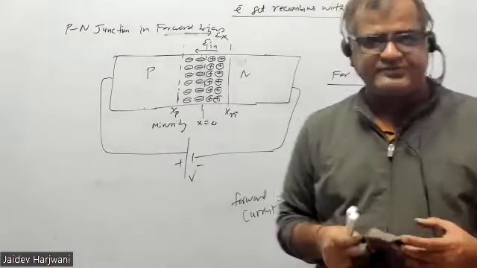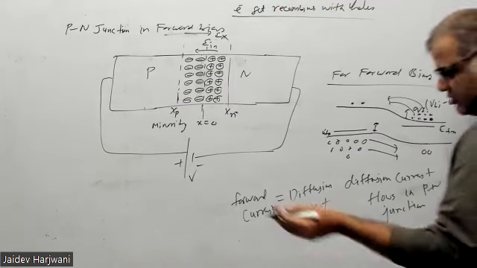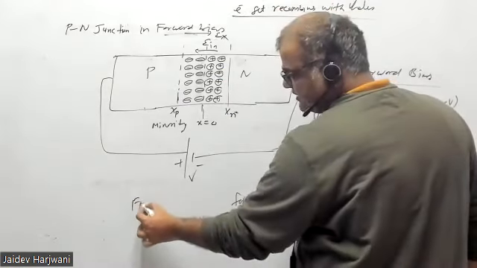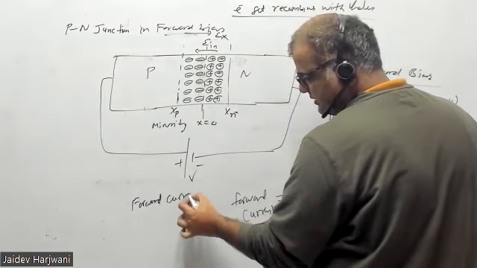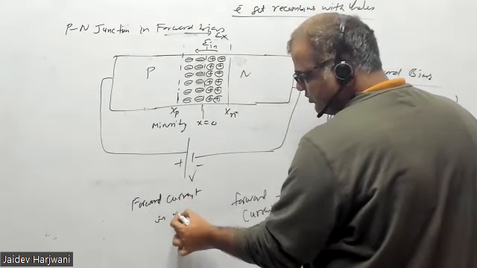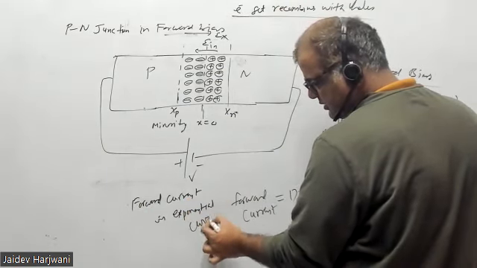Drift current is not exponential current. Okay, so forward current is exponential current. You note, good point. Forward current is high exponential current.